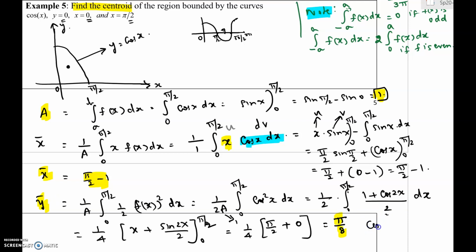So the centroid should be written in terms of x coordinate and the y coordinate. The x coordinate is pi by 2 minus 1. The y coordinate is pi over 8.